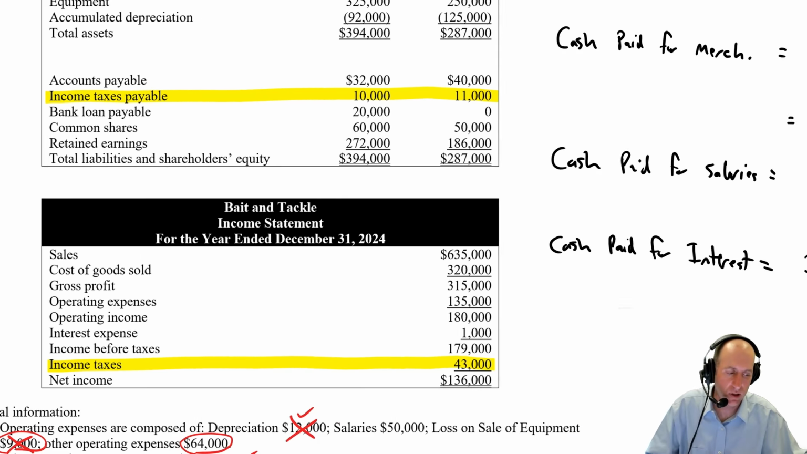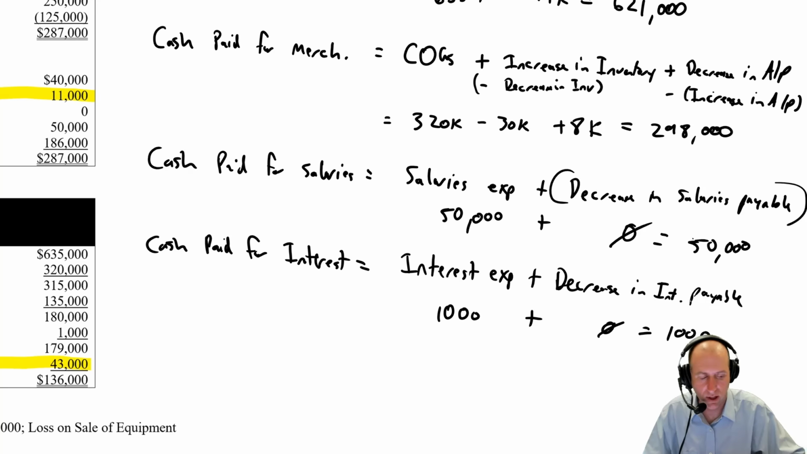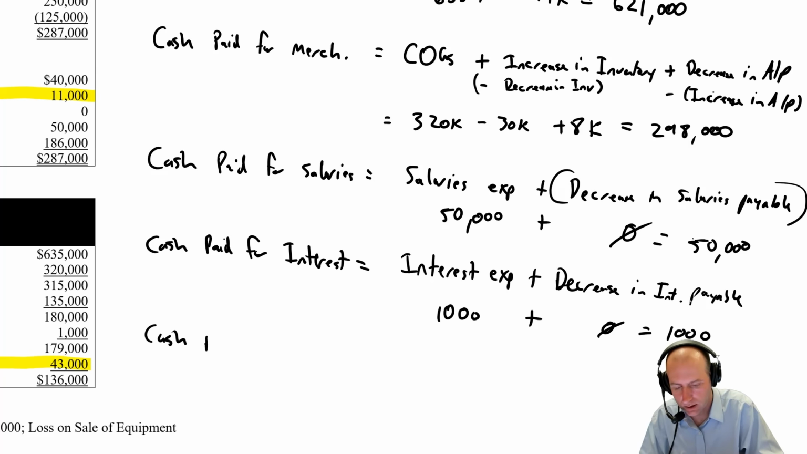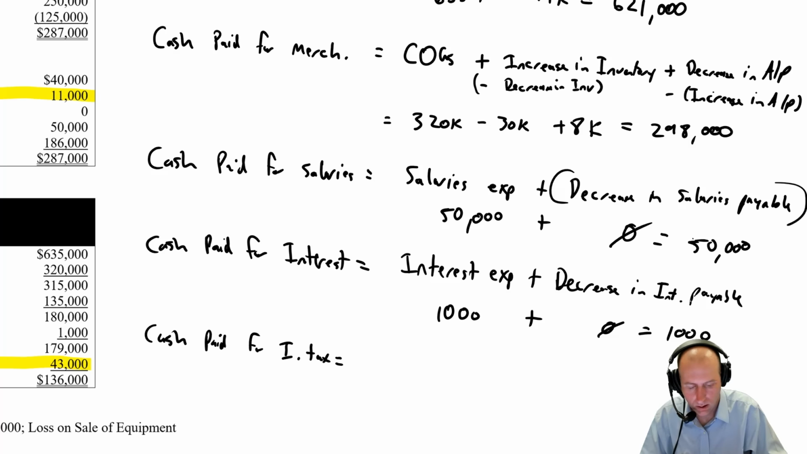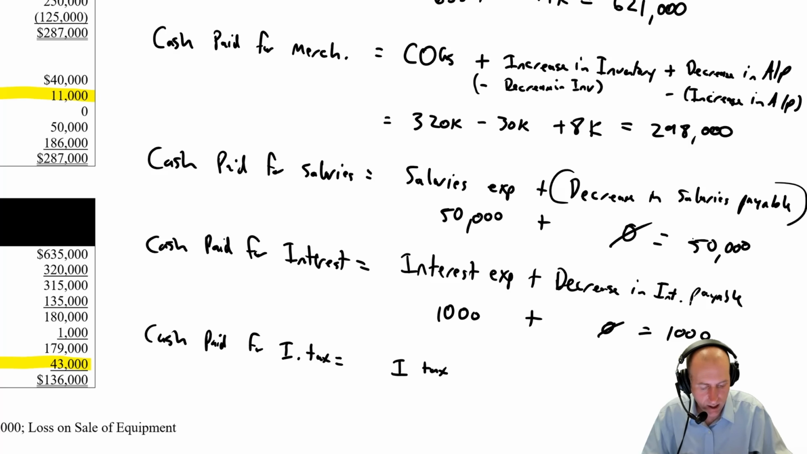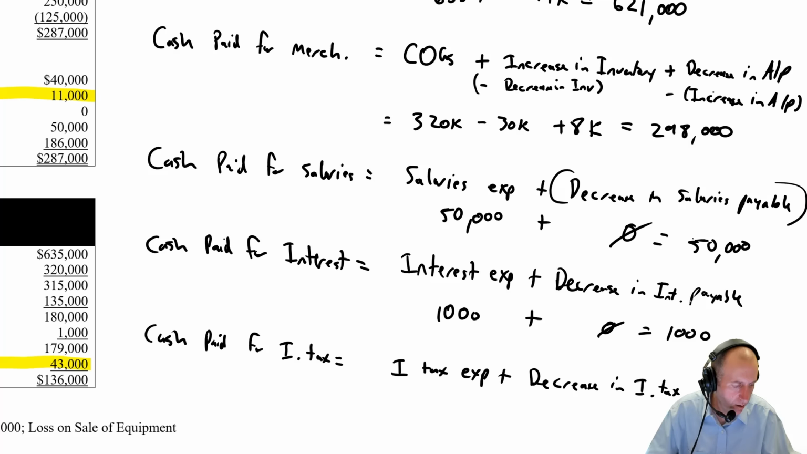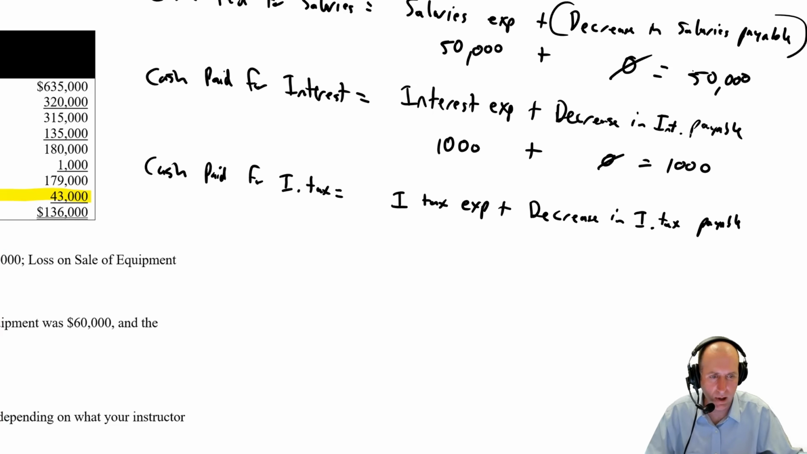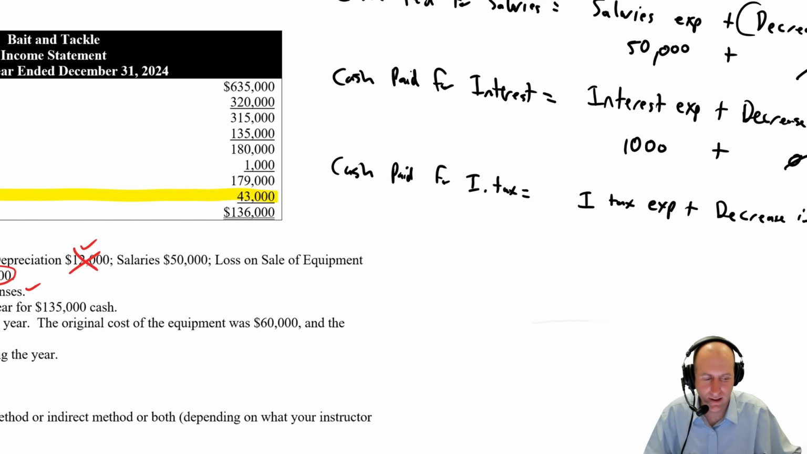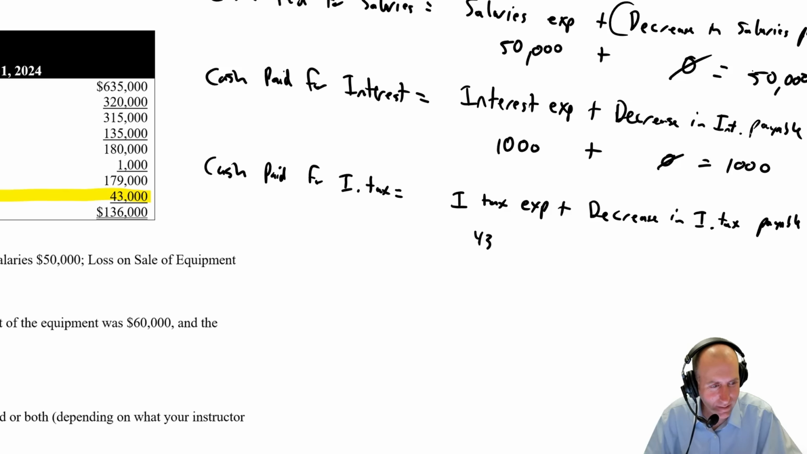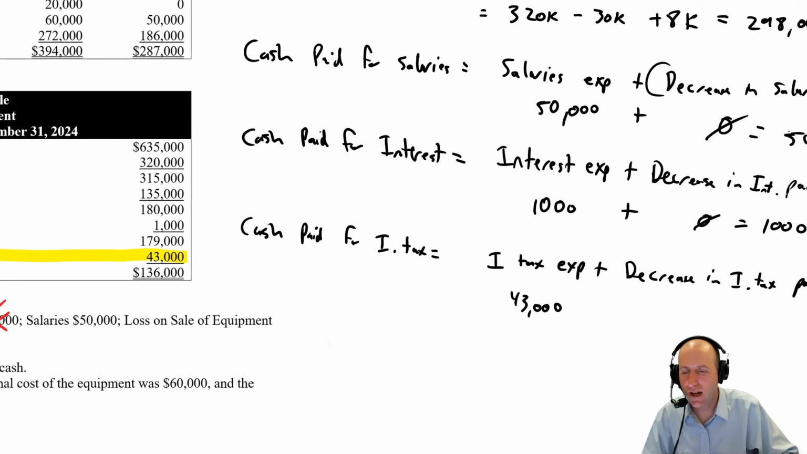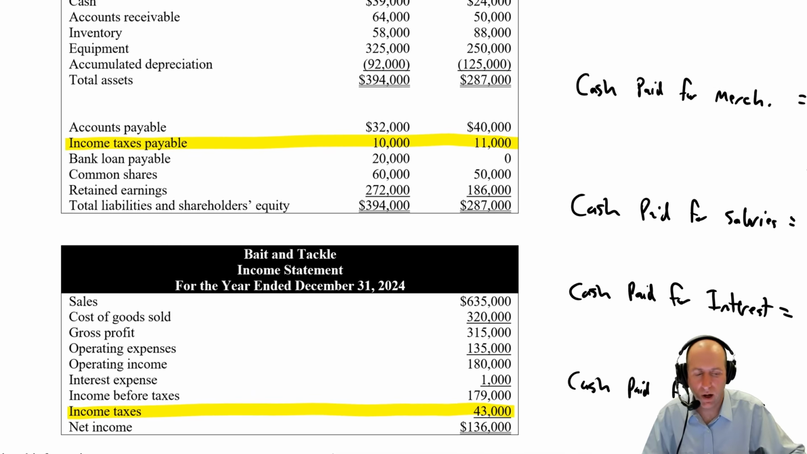Formula very similar to the previous two. Cash paid for income taxes is income tax expense plus decrease in income tax payable. I can see that's going to be behind my big head. Income tax expense is 43 grand. Income taxes payable went from 11 to 10.